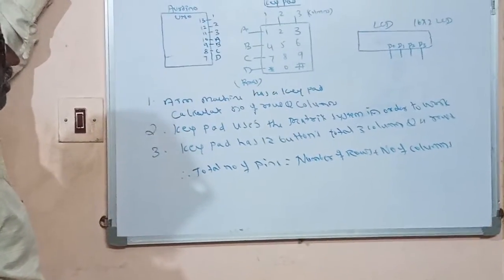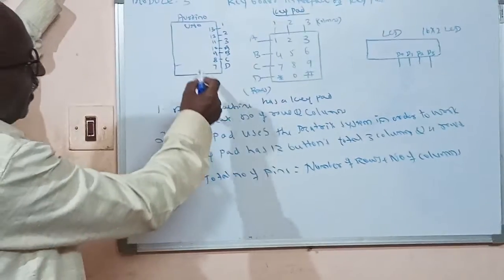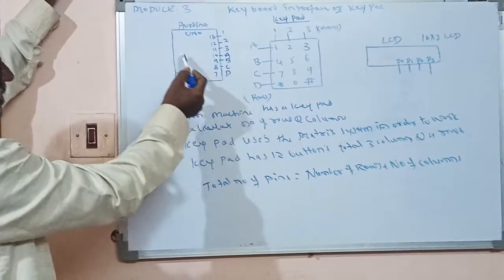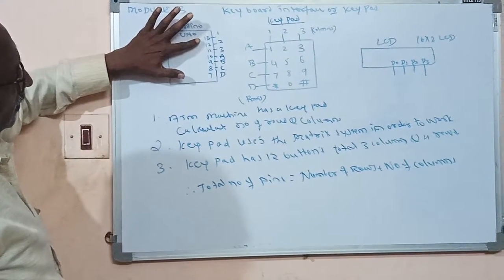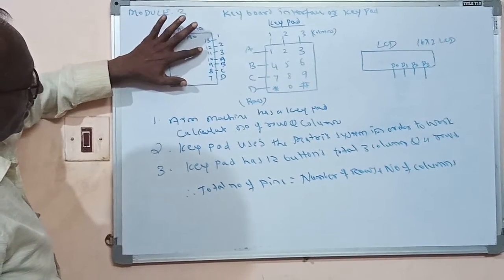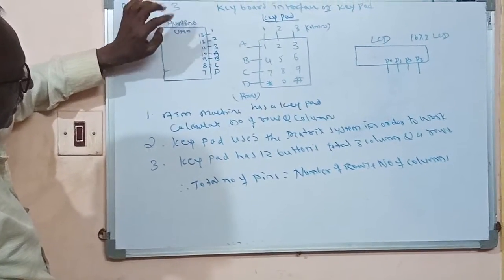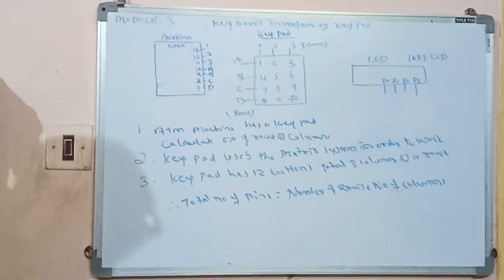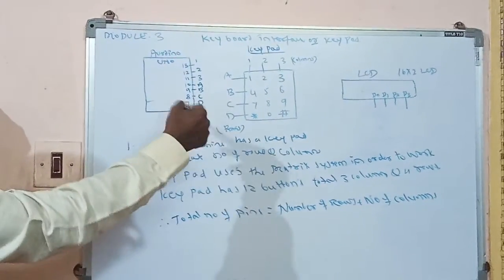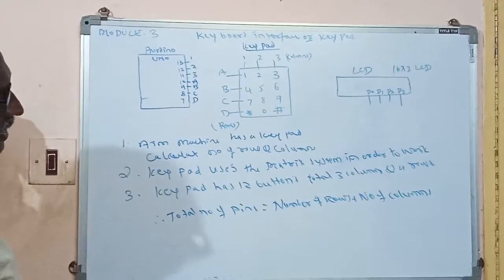These are most important before interfacing with the Arduino board. Look at this Arduino UNO board. On the Arduino UNO board, pin 13 I am connecting to pin number 1, 12 to pin number 2, 11 to pin 3, and 10 to A, 9 to B, 8 to C and 7 to D. Likewise we are establishing the communication from the keypad to the interface.